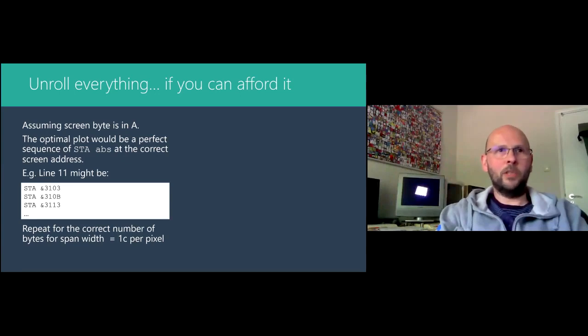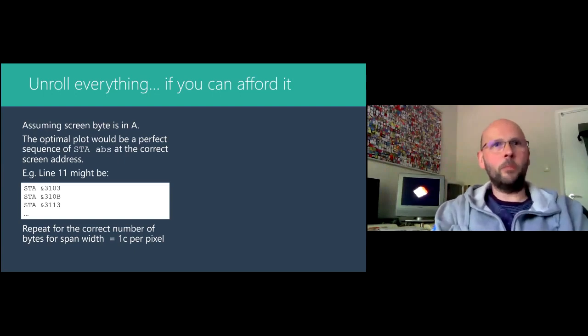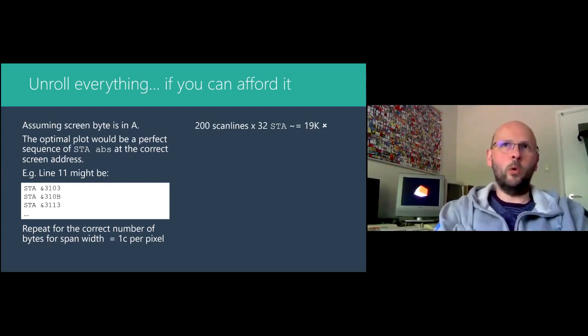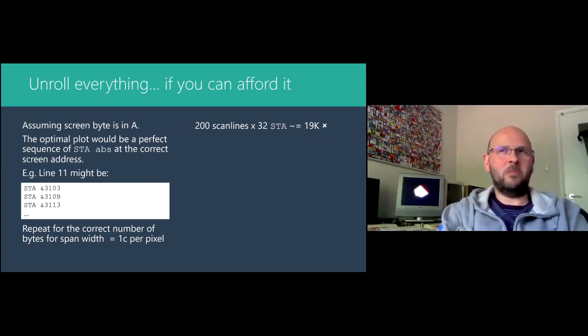execute in a row, and then that would end up being 4 cycles for each byte. It's 4 pixels in a byte, and so we get 1 cycle per pixel. That's our theoretical optimal maximum. But if we were to do that, we would need to unroll all 200 scan lines with 32 store instructions, and that would be about 19K of unrolled code, which doesn't sound very feasible.